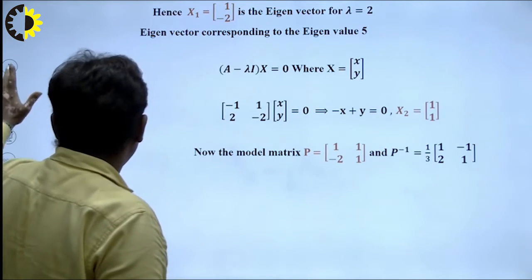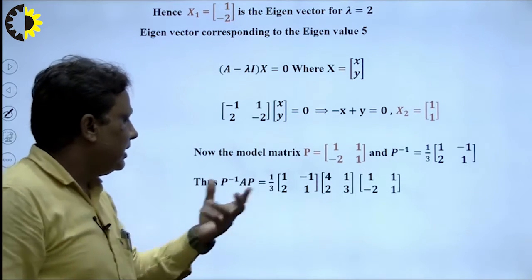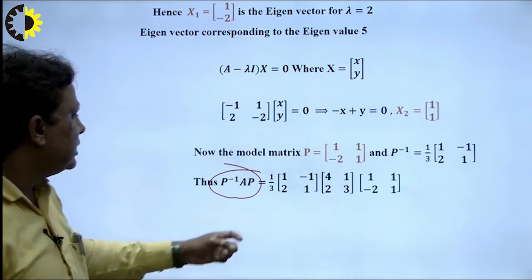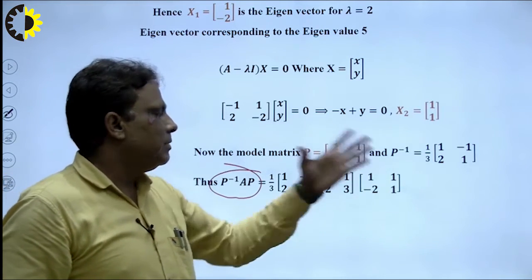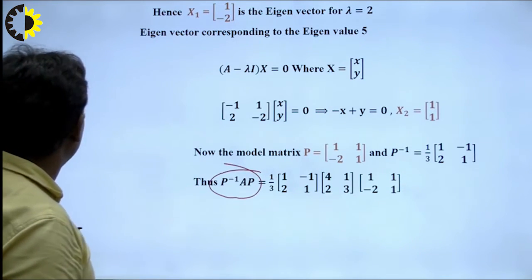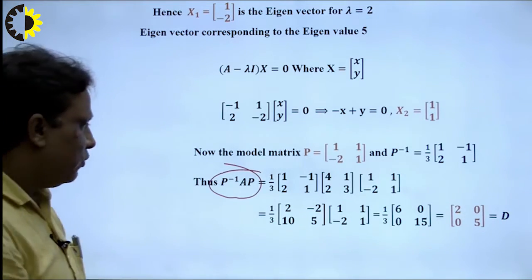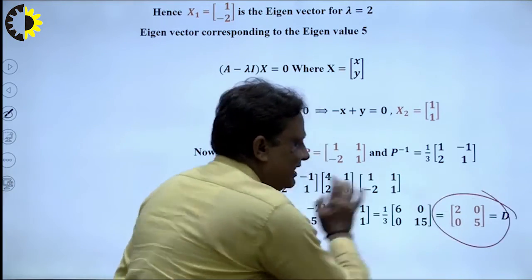Now the question is how to diagonalize. First of all we calculate P inverse A P here, right. This is P inverse, this is A and this is P. Suppose I multiply all of these things, right. The result is very beautiful. What will be the result here? The result will be this, right.